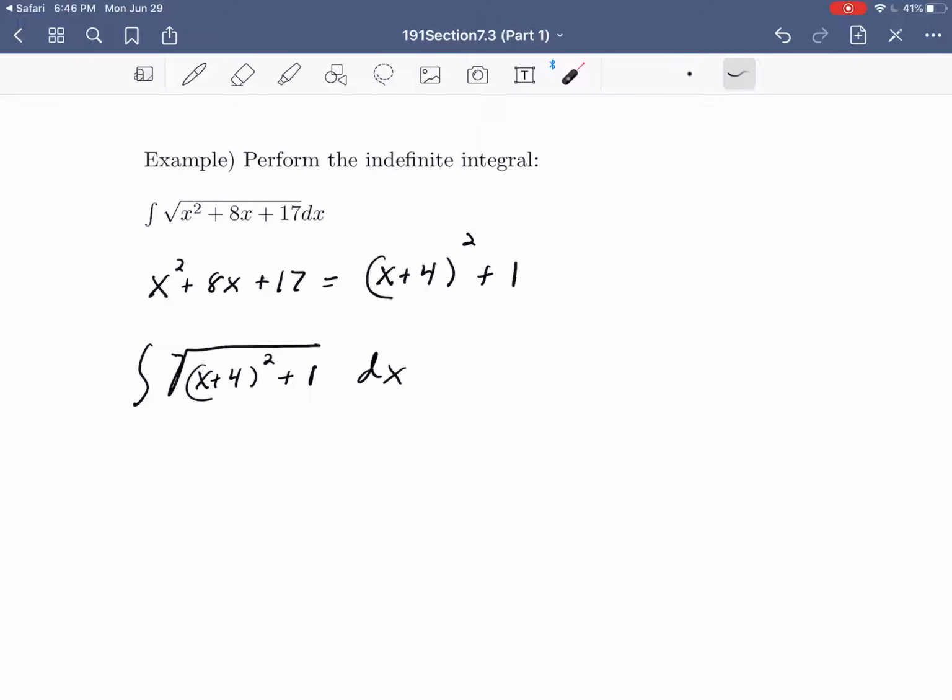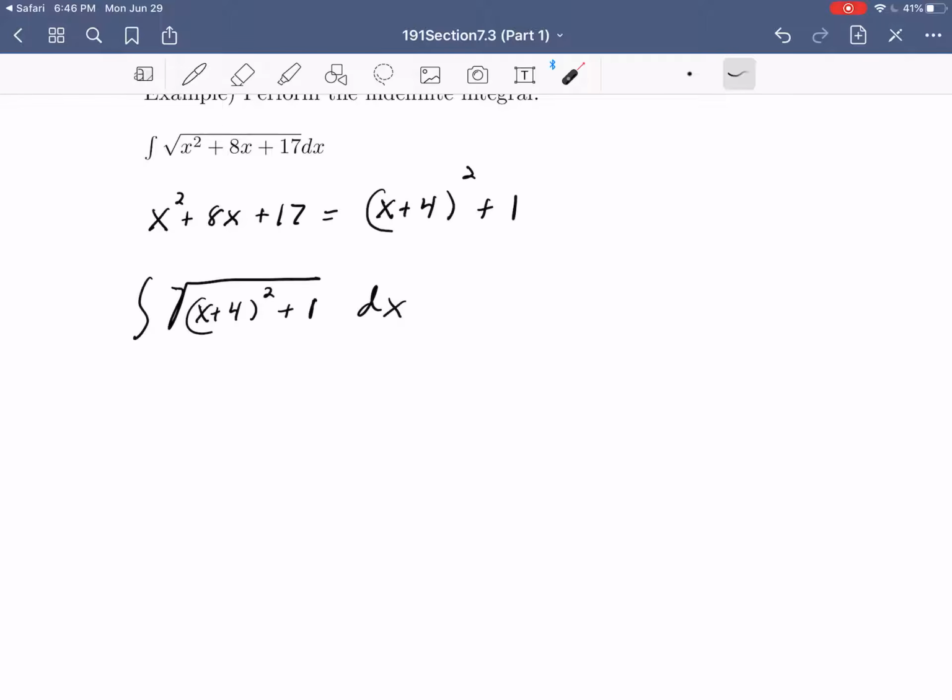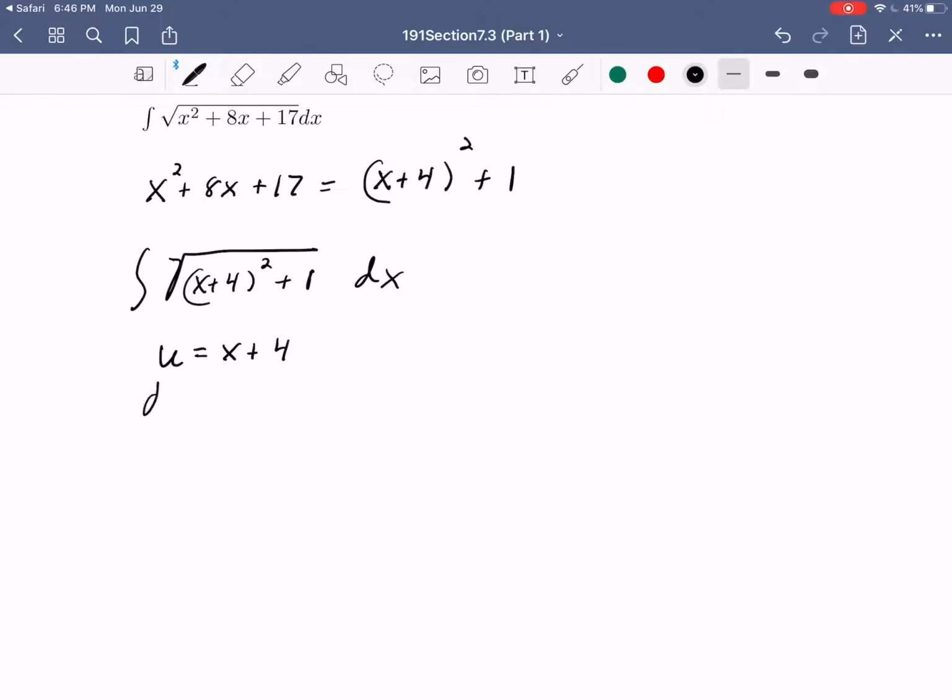Now, let's do a substitution, not a trigonometric substitution yet, but let's do a u substitution so that we don't have to view this so weirdly. Let's go ahead and do u equals x plus 4. That means that du is going to be dx.